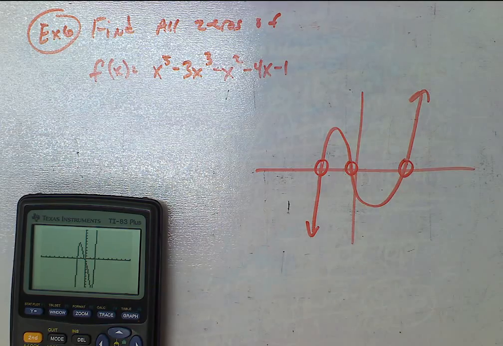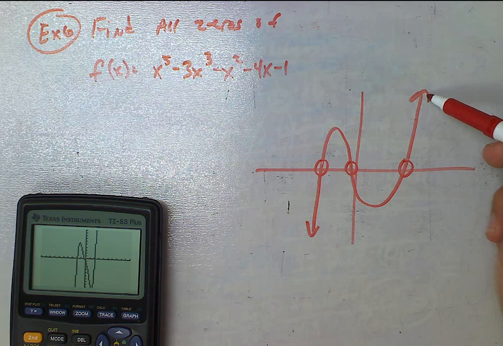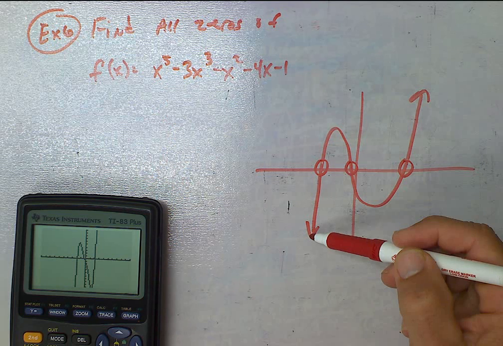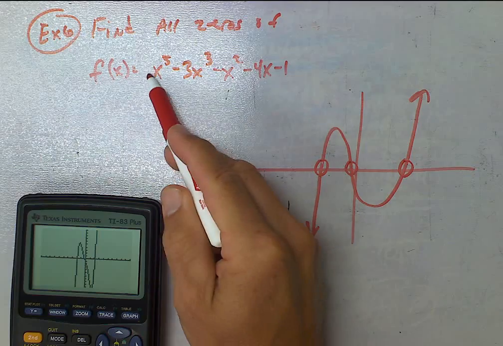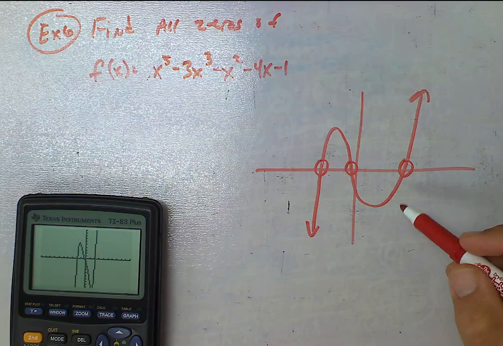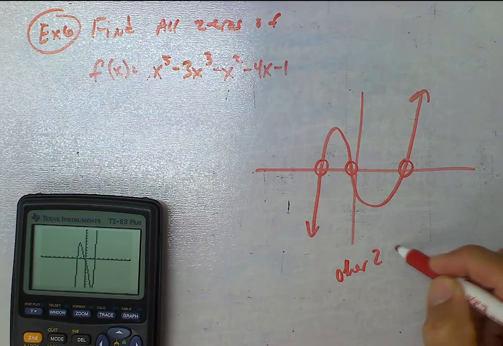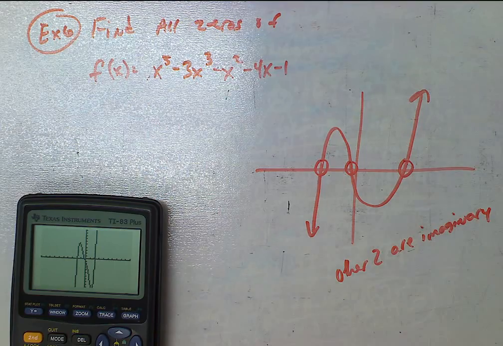I expect the end behavior to go up to the right, which it does, down to the left, which it does. How do I know this? Positive leading coefficient, odd exponent. But this says there should be 2 more zeros because it's x to the 5th. Well, it turns out you have 3 zeros on the graph. The other 2 are imaginary, and we'll get into imaginary zeros later, just not right now. So we're not going to worry about finding those yet. We're just going to find those 3.